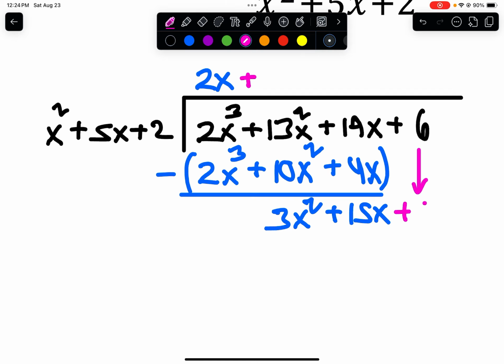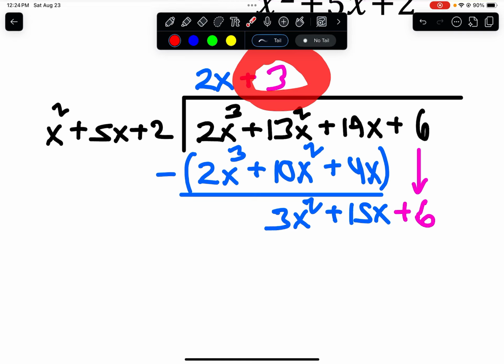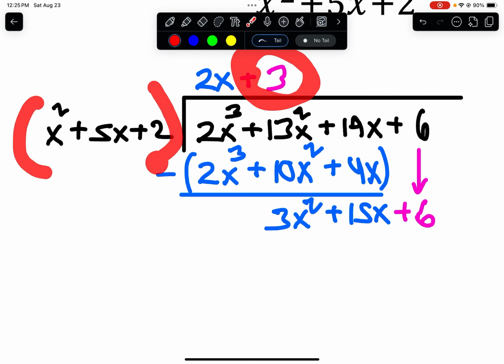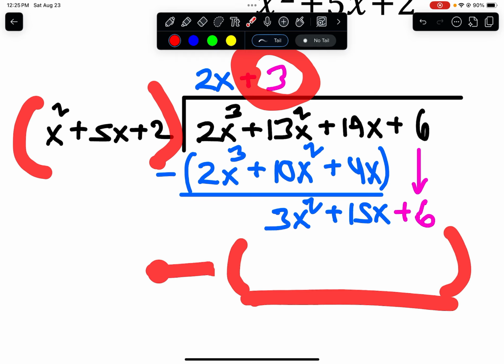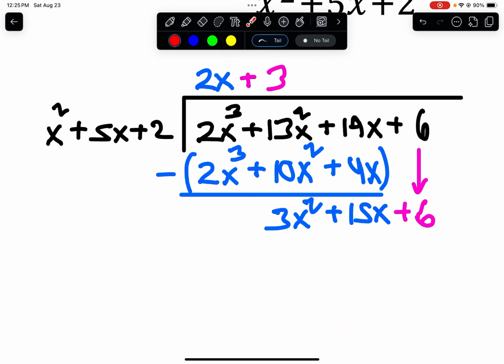My values keep going away. 6, come back. So I'm going to do plus 3. Now I'm going to take this 3, the 3 only, not the 2x. We're done with the 2x. I'm just going to take this 3 and multiply it times the divisor. And then once again, I'm going to write it underneath over here. And then I'm going to subtract. And then we're going to get whatever's left.